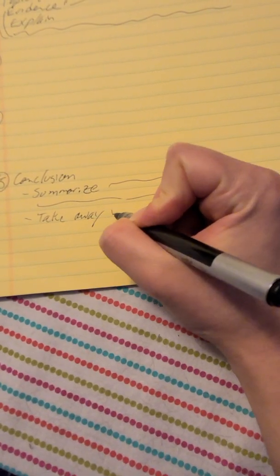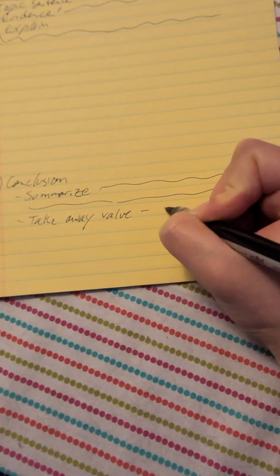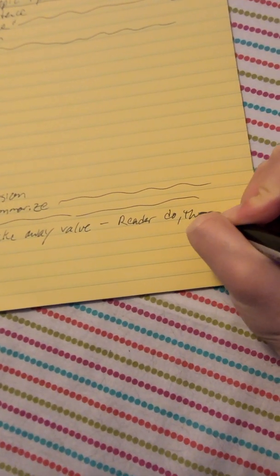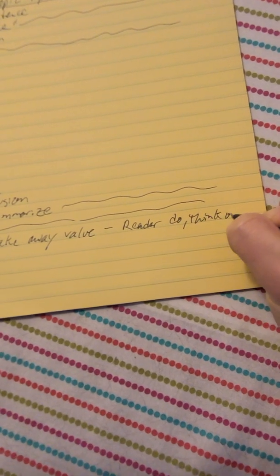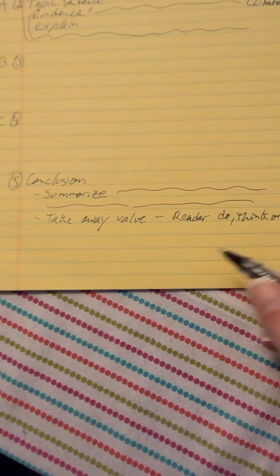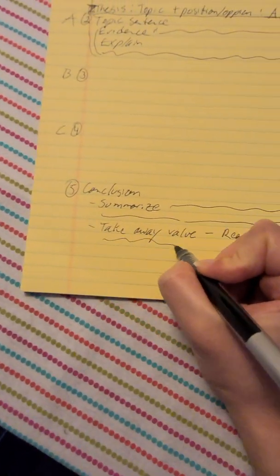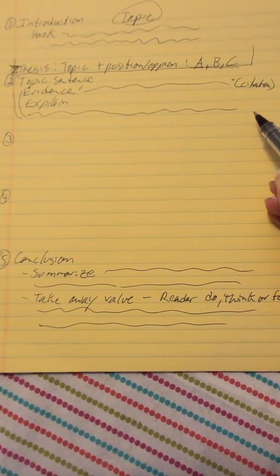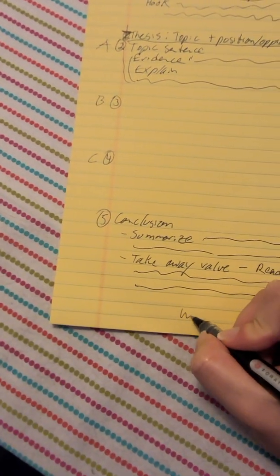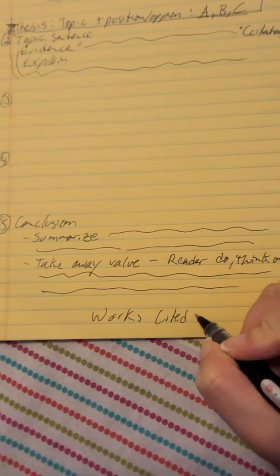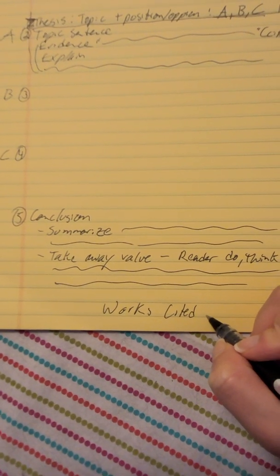Now, by a takeaway value, I mean, what do you want your reader to do, think, or feel after they've read your paper, okay? So state that again in a couple of sentences for the reader. And then if you did include any specific sources and have citations, at the bottom you'll have your works cited or your references page if you're using APA.